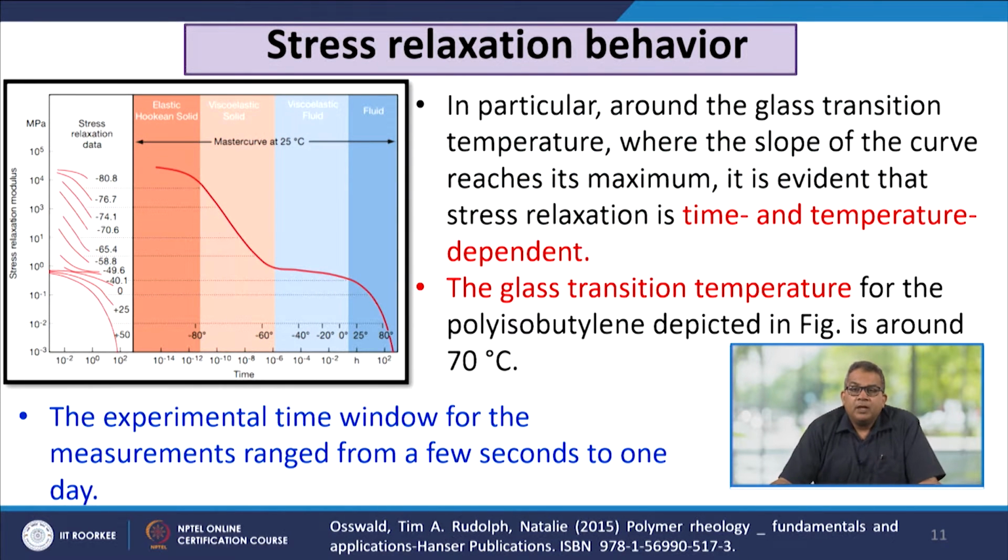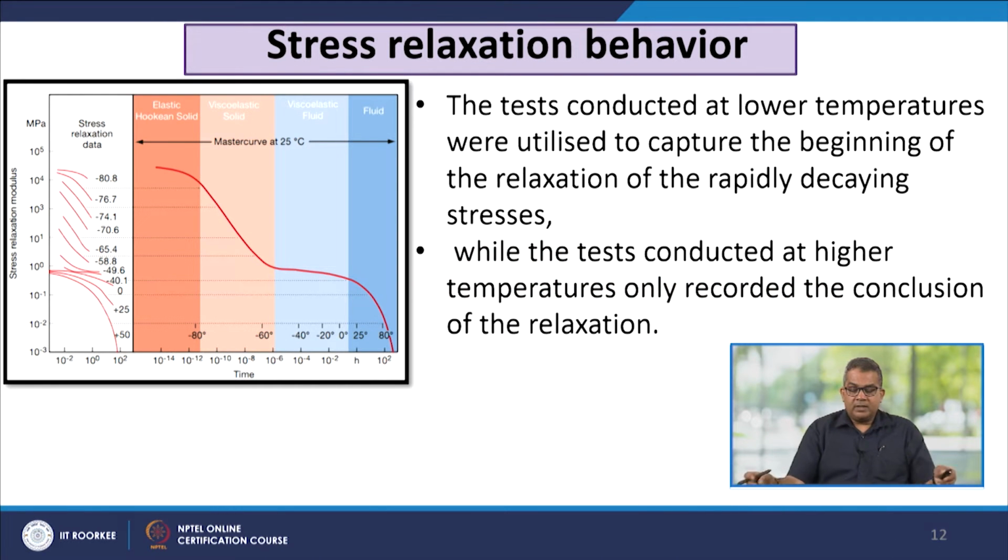In particular, around the glass transition temperature, where the slope of the curve reaches its maxima, it is evident that stress relaxation is time and temperature dependent, and the glass transition temperature for the polyisobutylene depicted in this particular figure is around 70 degrees Celsius. The experimental time window of the measurement ranged from a few seconds to 1 day. Tests conducted at a lower temperature were utilized to capture the beginning of the relaxation of the rapidly decaying stresses, while tests conducted at a higher temperature only recorded the conclusion of the relaxation.